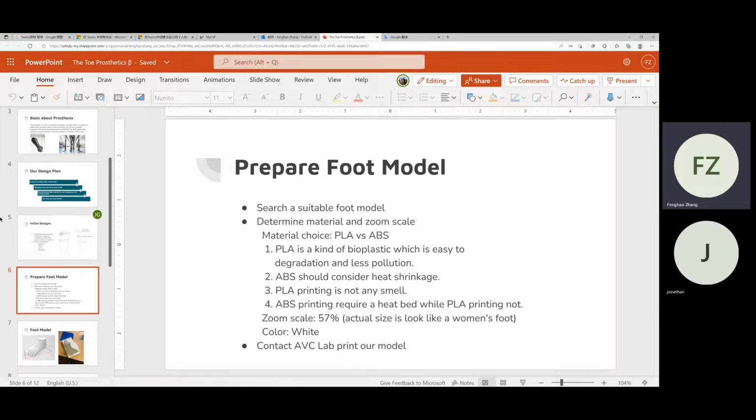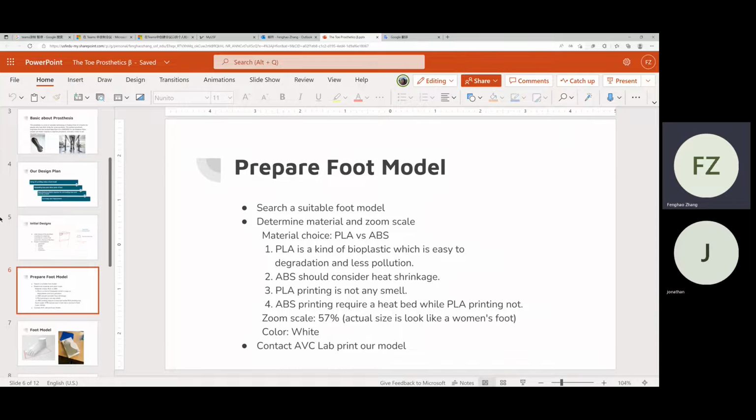For printing the foot model, we will search for a sample foot model at first. Then we will talk about the material which we used. There are two options. One is PLA and the other one is ABS. PLA is a kind of bioplastic, so it's easy for degradation and less pollution. And PLA printing is not extra small. For ABS in 3D printing, we should consider heat shrinkage, and ABS printing requires a heat bed, while PLA printing does not.